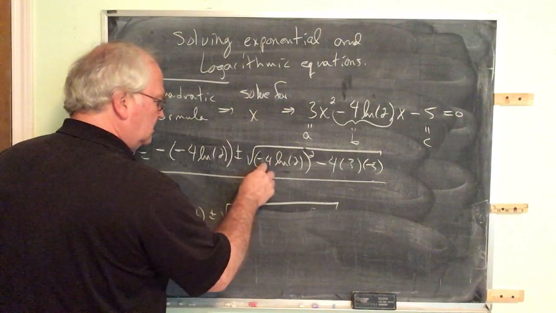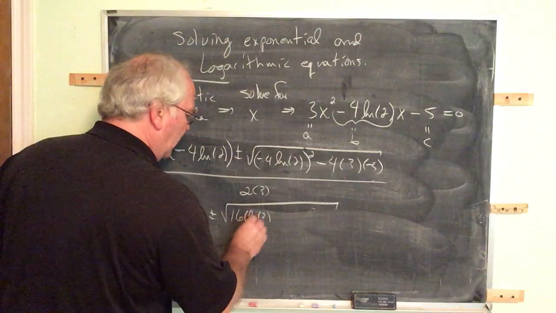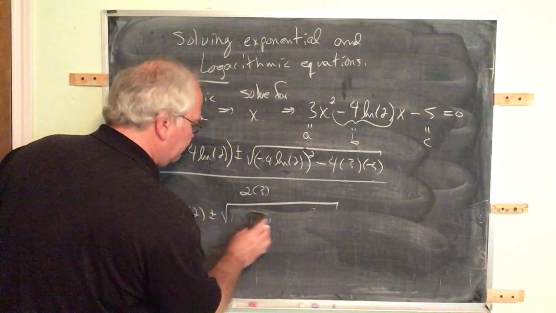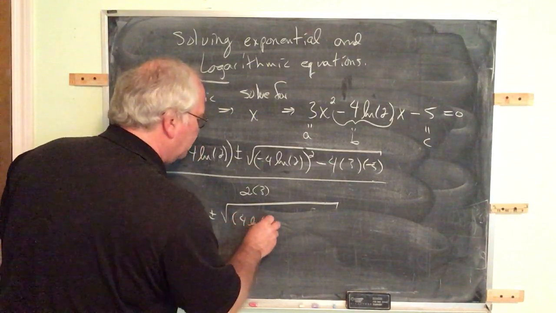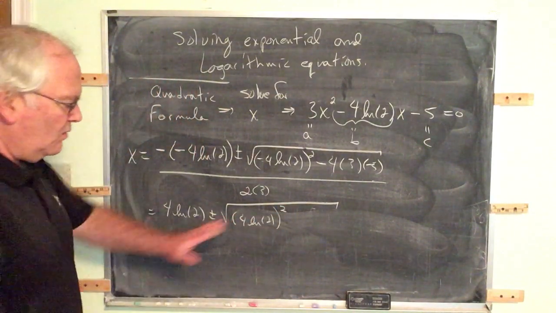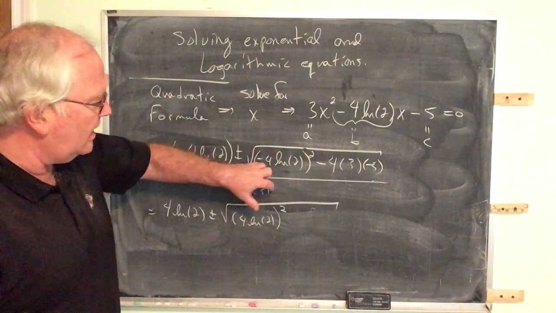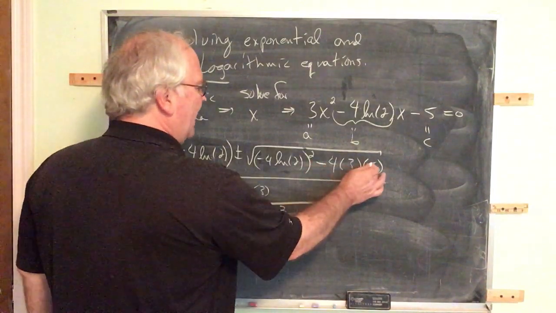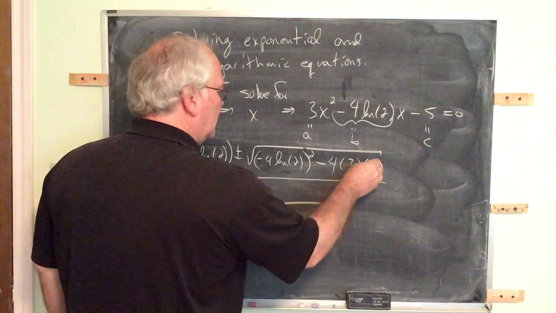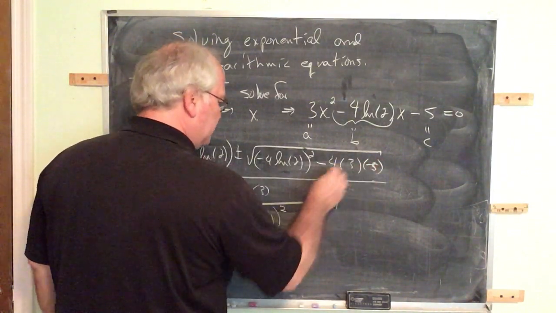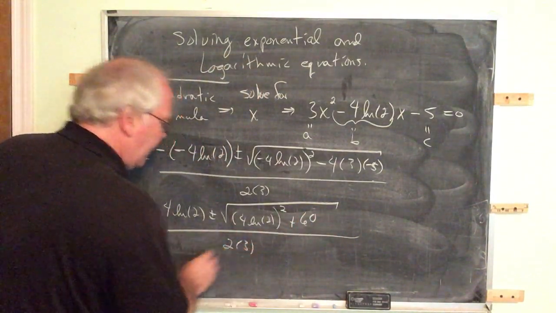Negative 4 squared is 16 times natural log of 2 squared. Maybe we'll just do it this way. I'm going to write this as 4 natural log of 2 quantity squared, and don't worry about trying to compute that. I did get rid of the negative sign because the negative squared cancels. Then I have negative 4 times negative 5. Negative 4 times negative 5 is positive 20, times 3 is 60, all over 2 times a.